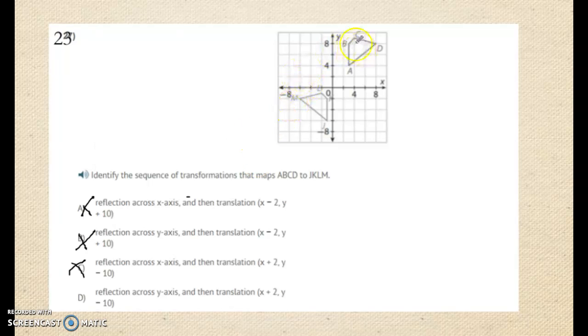So the last one says reflect across the y-axis, so we'll be over here, and then move 2 to the right. So let's just check a point. Let's do point D. If we reflect across the y-axis, it takes us 4 to get to the y-axis, so we would go 4 in the opposite direction. And then if we took that point D and we moved it 2 to the right, it would end up here. And then if we moved it 10 down, 1, 2, wait, these are going by 2s.